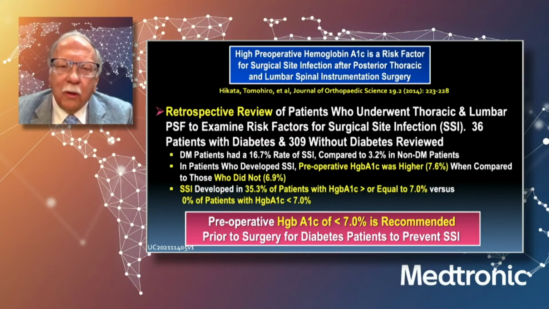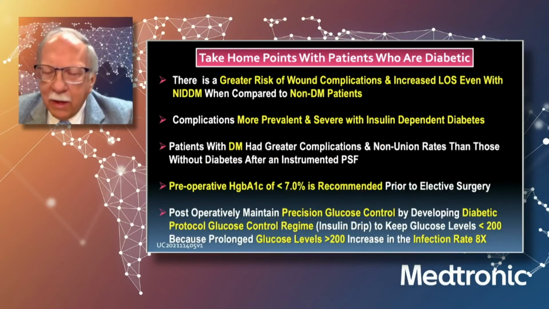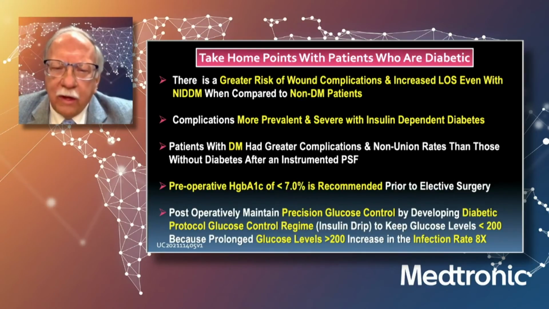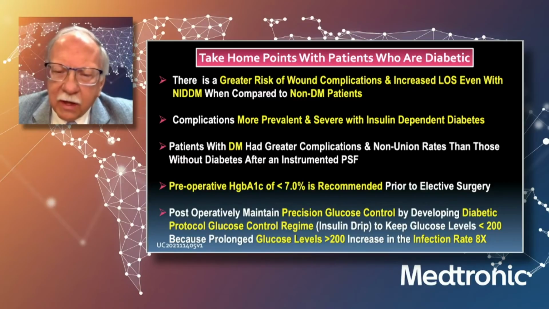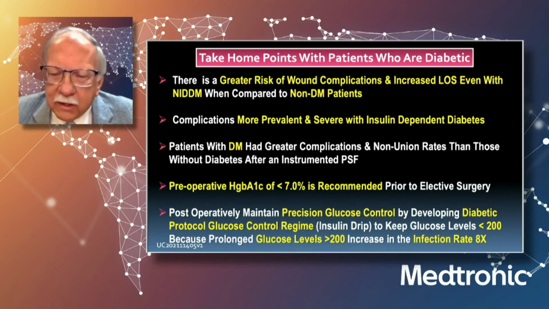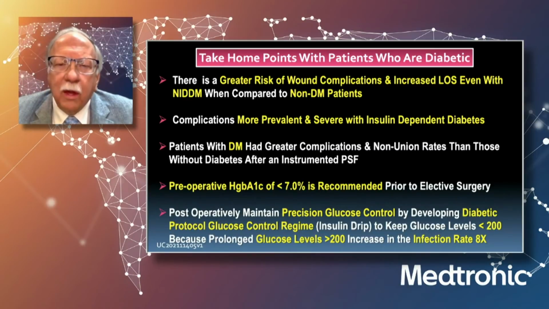So the take-home points for diabetes, if we can go back there: get the A1C down below 7. Remember that these patients have a high complication rate. And remember that if the sustained glucose is over 200 after surgery, the infection rate can jump up to 8 times what you would normally have. So make sure you have a postoperative regime that you can put these patients on to treat high glucoses.